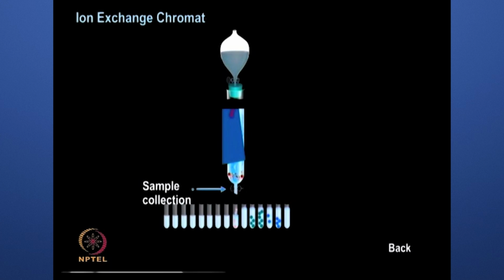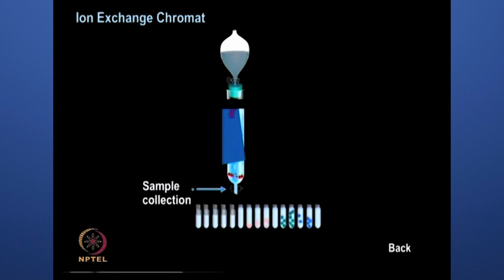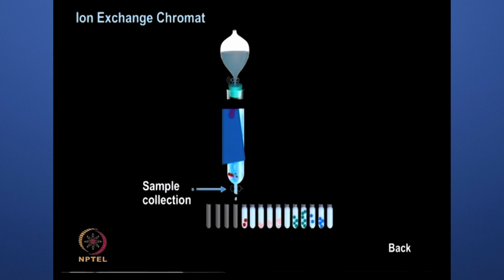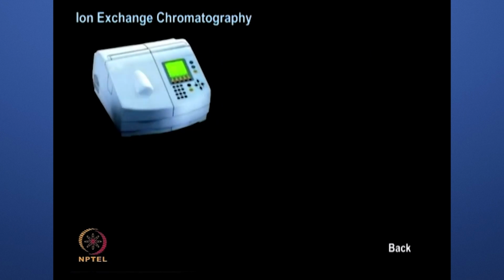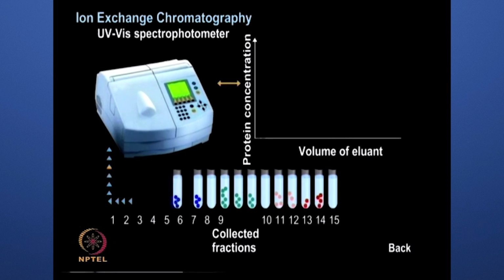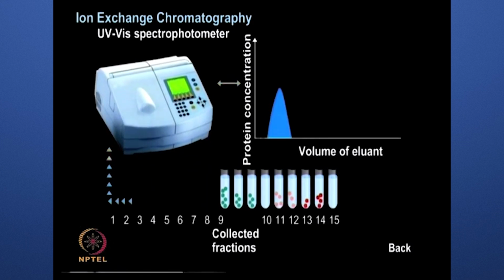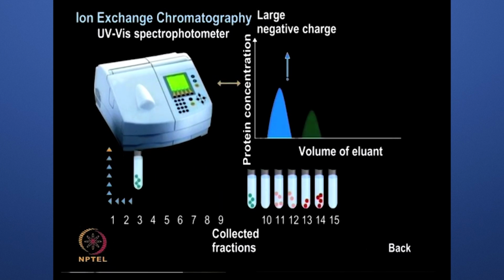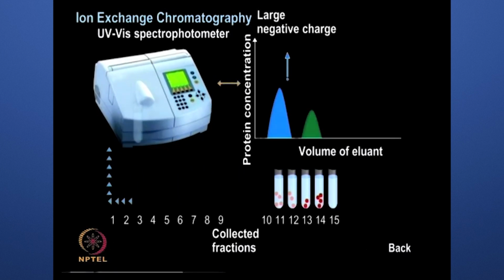Once all the fractions are collected, the protein content can be analyzed by using a spectrophotometer. So, analyze these fractions for their protein content by using a UV visible spectrophotometer at 280 nanometers. A graph of eluent volume versus protein concentration can then be plotted. In this particular example, the negatively charged molecules come first and then the positively charged fractions come later.